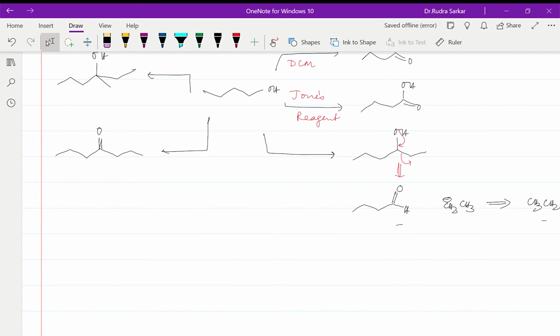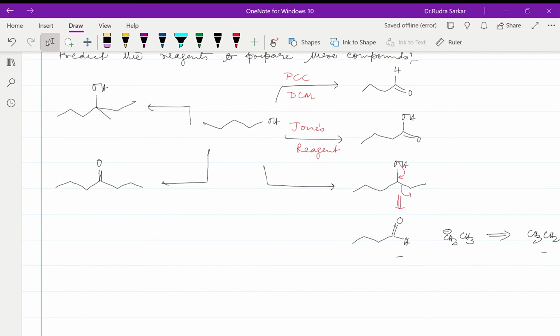Again, you have been given this one. Yes, sir. You are having this one. So what to do? Convert this into alcohol. Okay. Ketone is there, you convert this into alcohol.